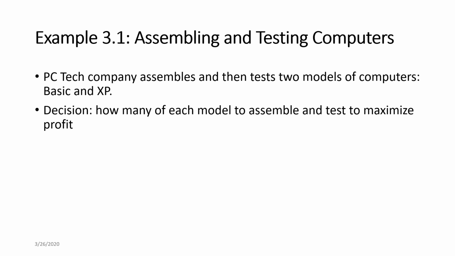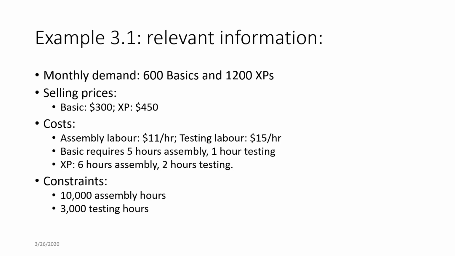We're introduced to a company called PC Tech. They assemble and then test two different models of computers. They've got the Basic and the XP. The decision they're trying to make is how many of each model to assemble and test to maximize profit. Here's some background information. The monthly demand for Basics is 600 units, and the monthly demand for XPs is 1200 units. Now again, keeping this very simple, we're not talking about inventorying any of this. We want to produce up to the demand and no more. And we can't sell more than the monthly demand. This doesn't build in any extra advertising to maybe increase that demand or anything like that, but these are things we could look at through our sensitivity analysis.